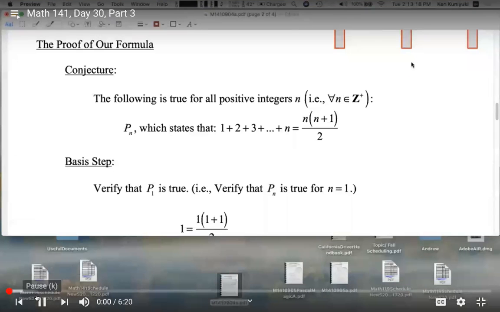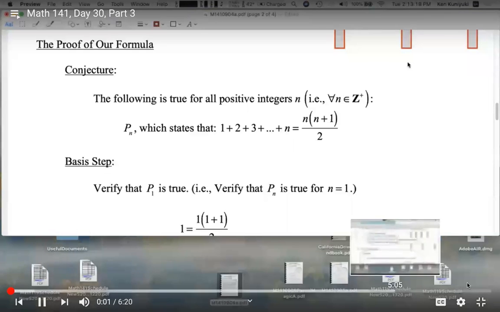Remember, we did this for the first 100 integers. Remember the sum of the first 100 integers? I showed you some videos on that.